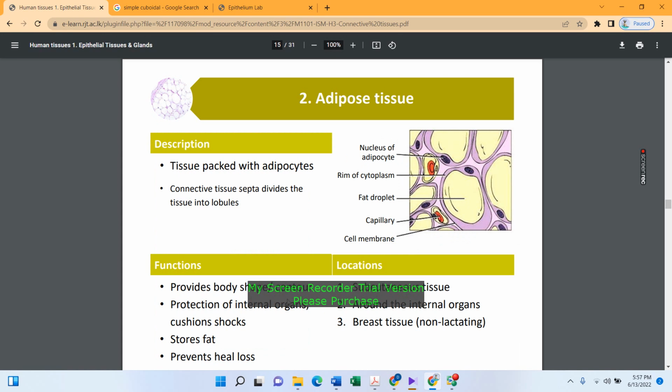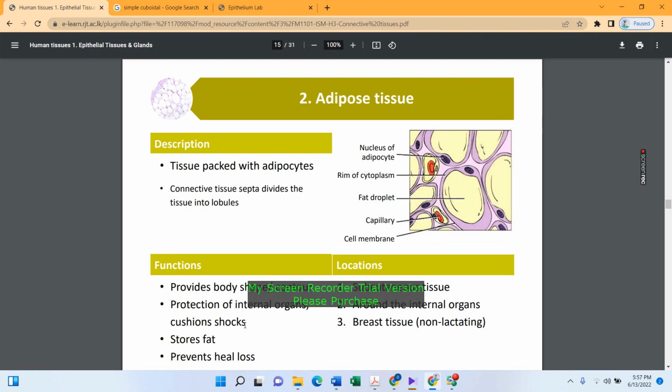Okay, so then adipose tissue, a tissue packed with adipocytes. Connective tissue septa divide the tissue into lobules. There are no spaces at all, and connective tissue septa are there. They divide the tissue into lobules. So you can see the nucleus of the adipocyte, rim of cytoplasm, this fat droplet, and a capillary here, and then the cell membrane here. So this provides body shape, contour, protection of internal organs, and cushions shocks.